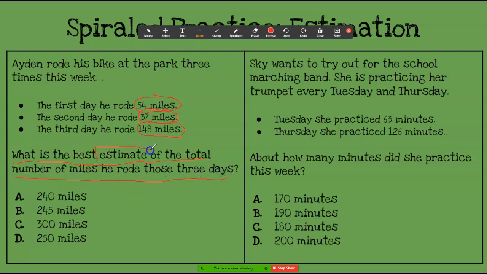So remember we talked about yesterday, whenever you see the word estimate, that means that you need to round. Always look for that keyword estimate. Our other word is total, which means I'm going to round, and then I'm going to add. Okay, so this is tricky because I have 148, 54, and 37. Now, I know I'm going to round these.